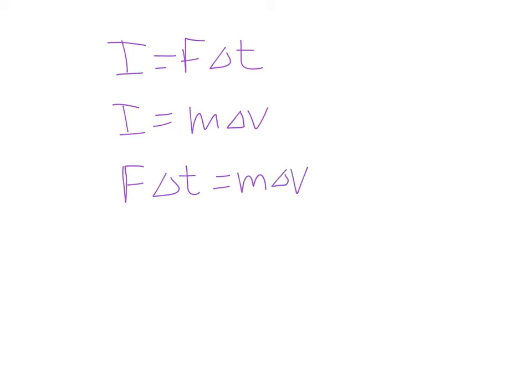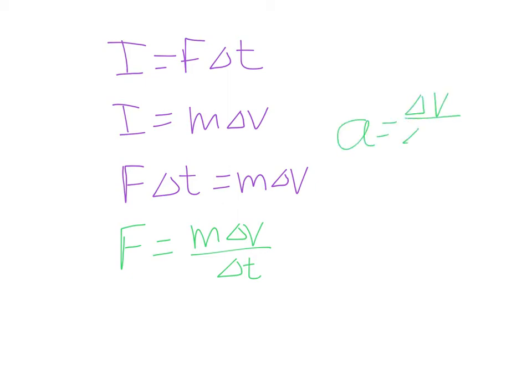And not that this matters for anything, but just something interesting. Looking at this third equality, F delta t equals m delta v. If I bring that delta t over to the other side, we get F equals m delta v over delta t. If you recall from a while ago, acceleration equals delta v over delta t. So F equals ma. So just kind of interesting how this will lead to that, and everything does tie in together.